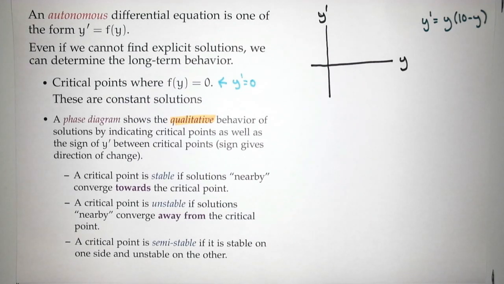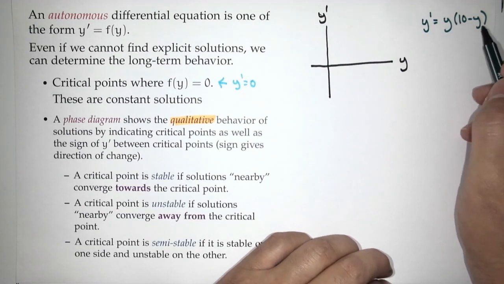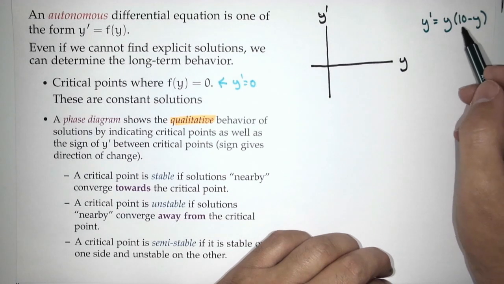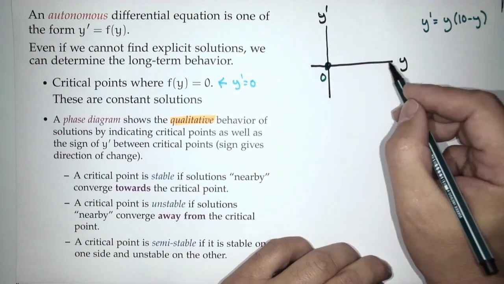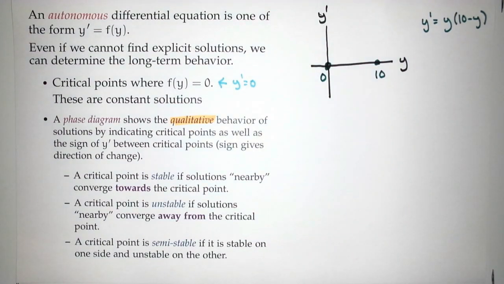All right. So what we're after here is we want to capture behavior. And the way we do this is we say find the zeros. So where does y times (10 minus y) equal 0? 0 and what? 0 and 10. So those are essentially like the roots.